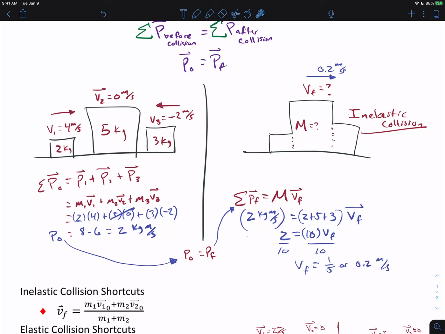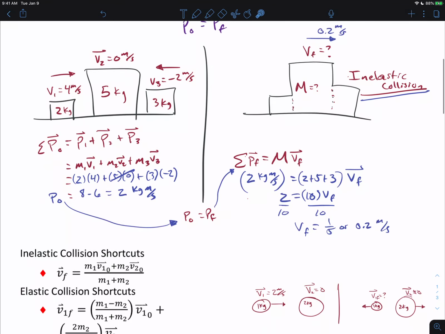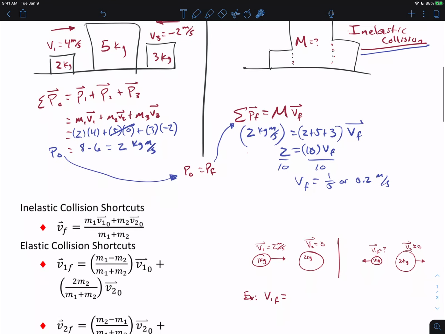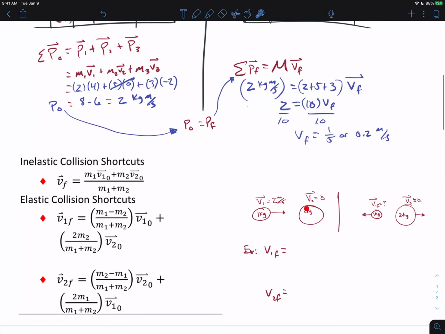Okay? So this is very useful for us. This is an inelastic collision. Remember, that's when everything sticks together. There's also another case when things bounce off of each other. Okay? Like this example right here. I have a ball and another ball. This ball is going to hit and they're going to bounce off of each other. Okay, this right here is an elastic collision.